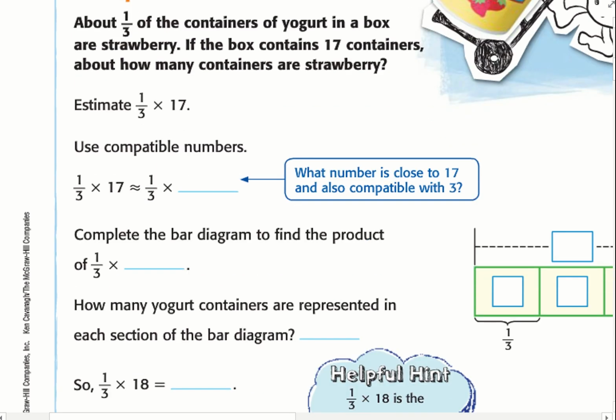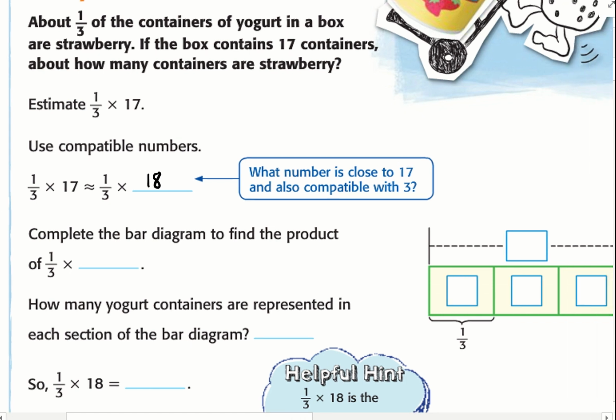It says use compatible numbers. This is 1/3 times 17. So I have to find a number compatible with 3 that's as close to 17 as possible. I'm going to estimate to 18, because 18 and 3 are compatible. 6 times 3 equals 18.